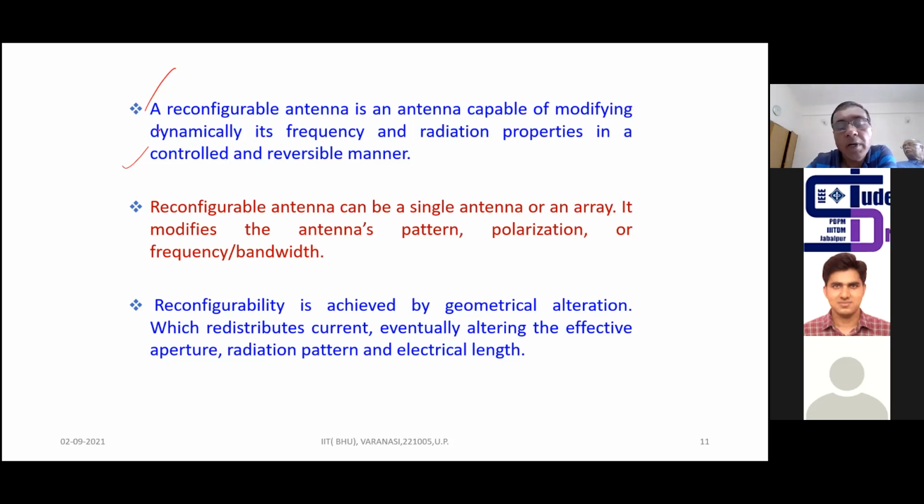Radiation properties. The radiation properties include beam, pattern, shape, size, everything, right? You have to control the entire thing, including polarization also. Yes, polarization is a part of it. So based on frequency, pattern, and polarization, that can be defined as frequency reconfigurability, polarization reconfigurability, and pattern reconfigurability. And when we combine two or more together, it becomes hybrid reconfigurability, right? These things we can consider.